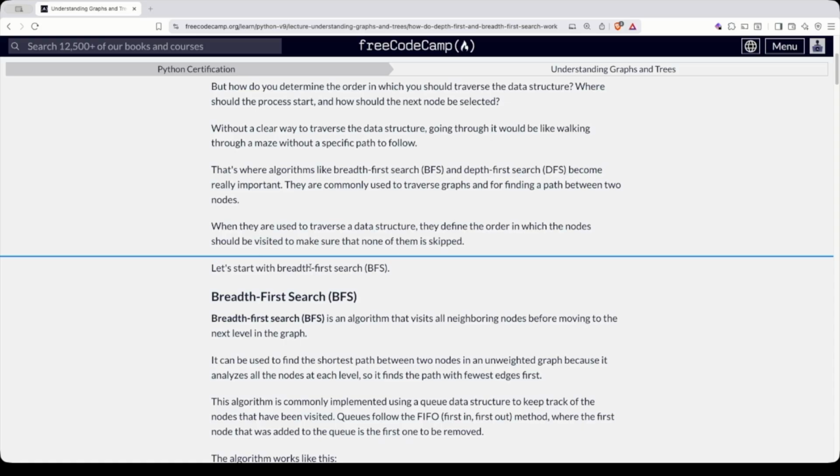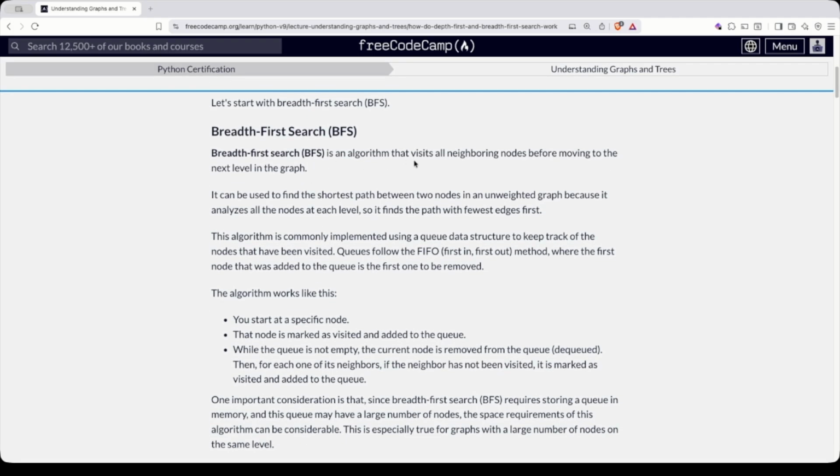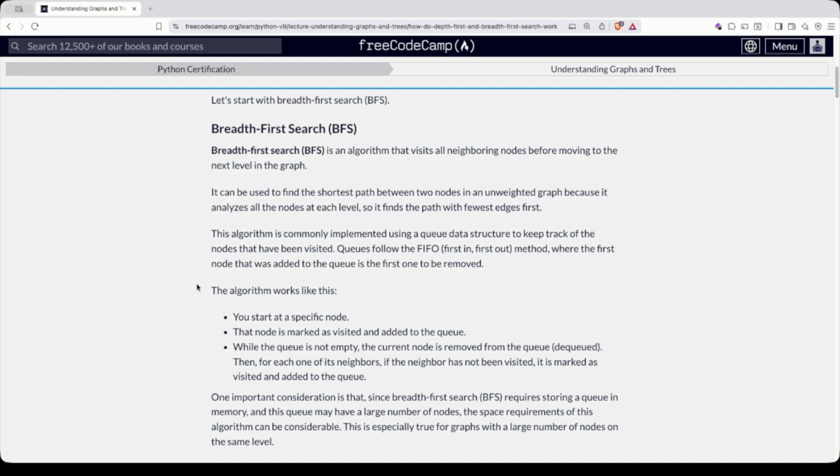Let's start with the breadth first search, or BFS. BFS is an algorithm that visits all neighboring nodes before moving on to the next level of the graph. It can be used to find the shortest path between two nodes in an unweighted graph because it analyzes all the nodes at each level, so it finds the path with fewest edges first. This algorithm is commonly implemented using a queue data structure to keep track of the nodes that have been visited. Queues follow the FIFO, first in, first out method, where the first node that is added to the queue is the first one to be removed.